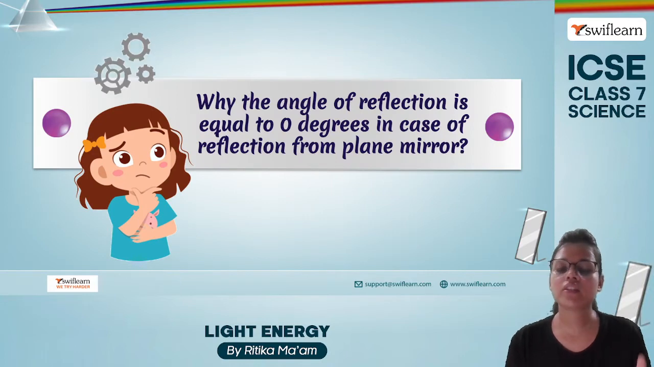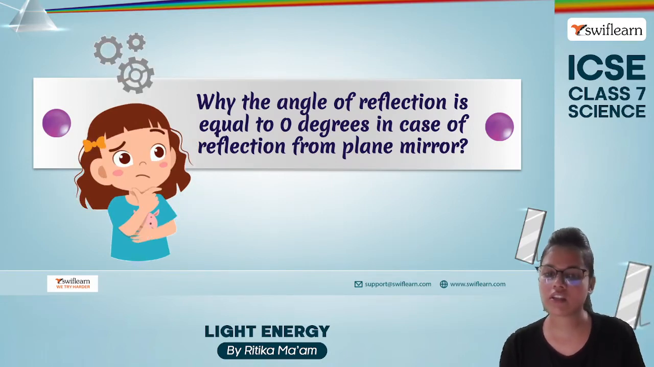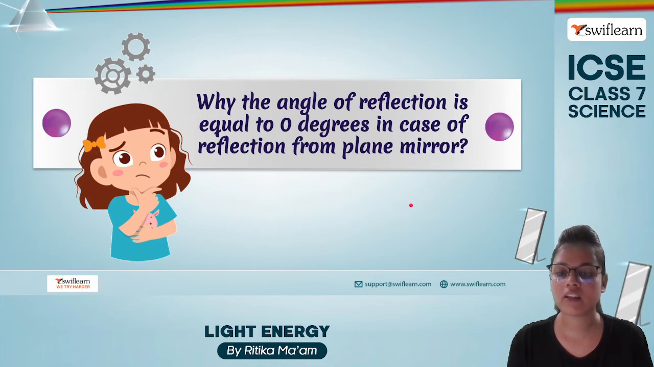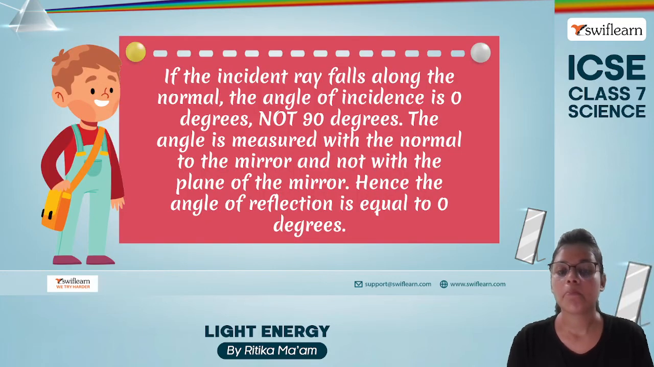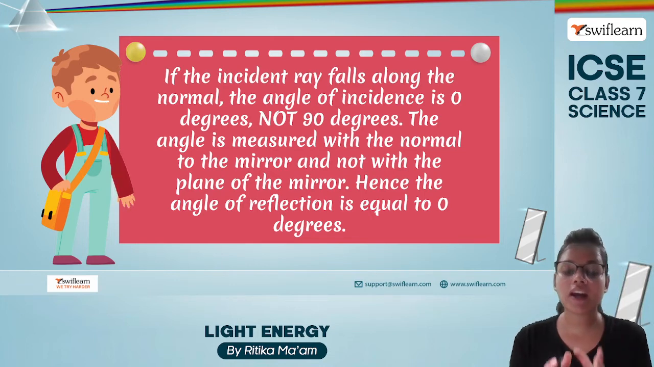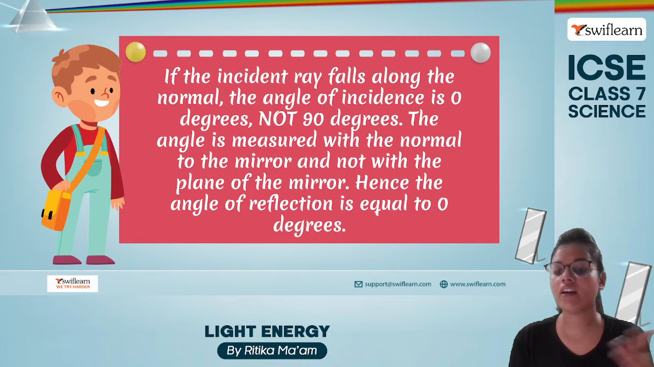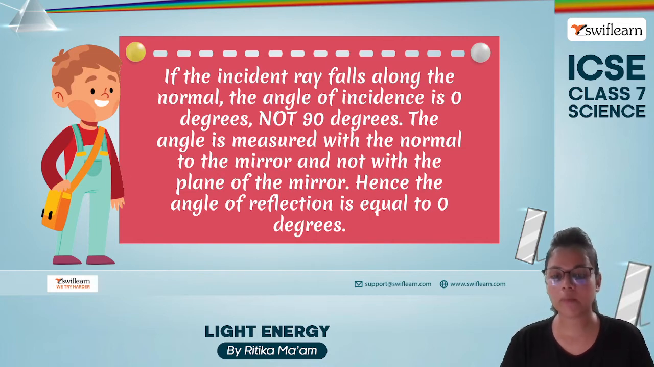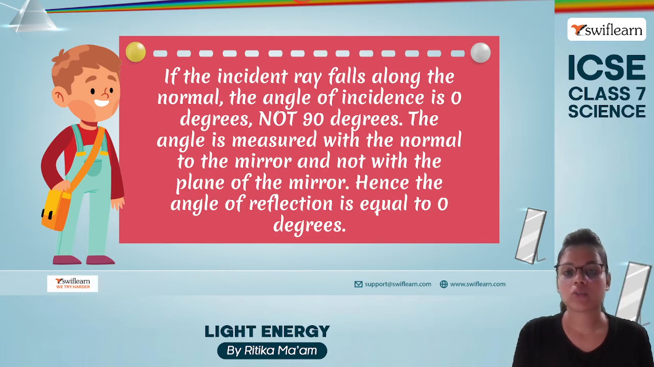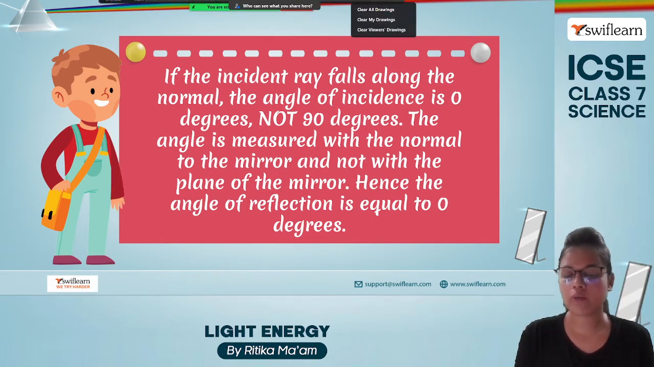Now we just saw that the angle of reflection is 0, but why does this happen in a plane mirror? Because if the incident ray falls along the normal, the angle of incidence is 0 degrees and not 90. Why? Because we are measuring this angle with the normal. We always measure the angle with the normal and the particular ray we are talking about. We do not measure it with the plane mirror. So I'll just tell you how and why this is happening.